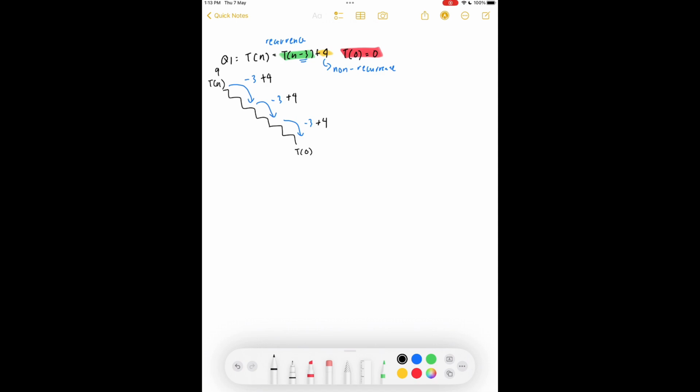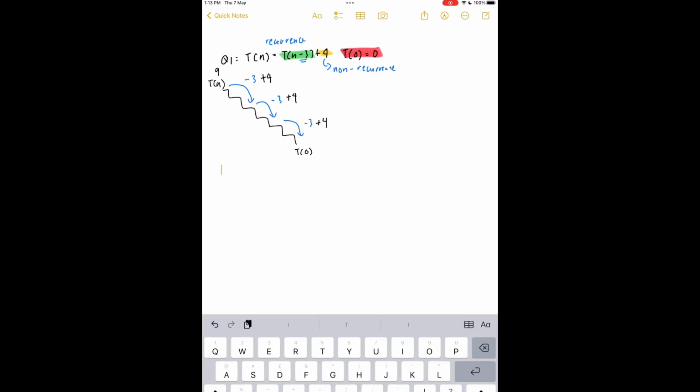The T0 equals 0 is nothing. That's not really important, but it is an indicator of when the data reaches 0. Once we minus 3 until we get 0, then it takes 0 amount of steps to process the data, literally nothing. So how do I exactly solve this thing? Okay, let's solve it.